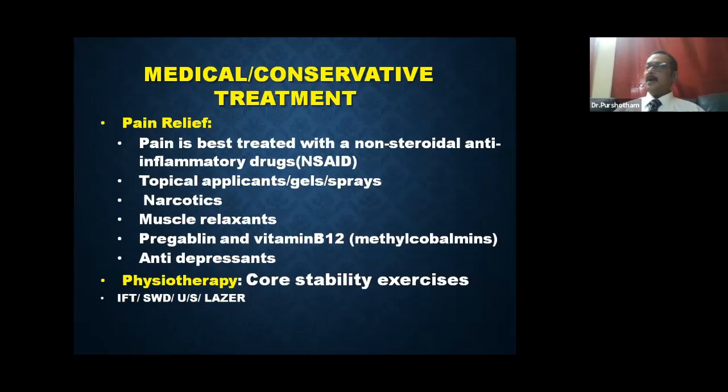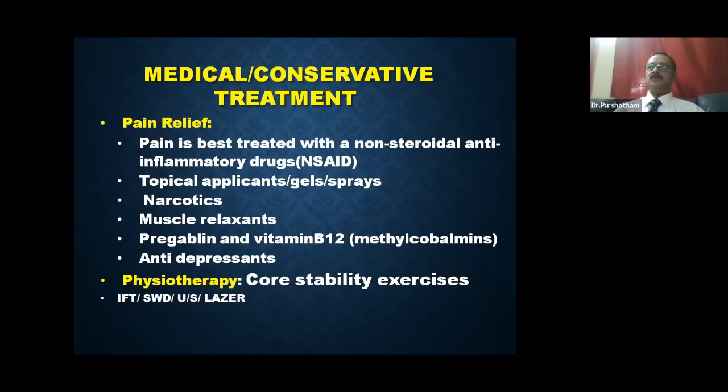Topical applicants. The reason why I'm stressing this point is that, in my experience, though evidence says no to this, topical applicants, gels and sprays, I don't recommend sprays, gels and applicants, by virtue of their counter-irritant property, they do give some good feel-good relief and also some temporary relief from the pain. We are looking at pain relief here.